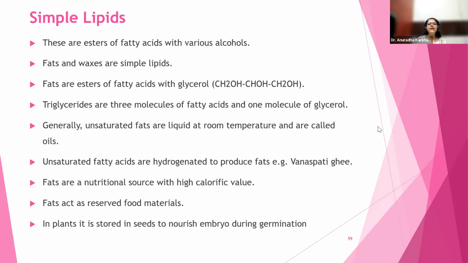Okay. Generally, unsaturated fats are liquid at room temperature and are called oils. Unsaturated fatty acids are hydrogenated to produce fats. For example, vanaspati ghee. I don't know if you all use it. Generally, we don't use vanaspati ghee, but the best example of vanaspati ghee is Dalda. Yes, the Dalda you get in the market is made by hydrogenating oils and converting them into ghee.